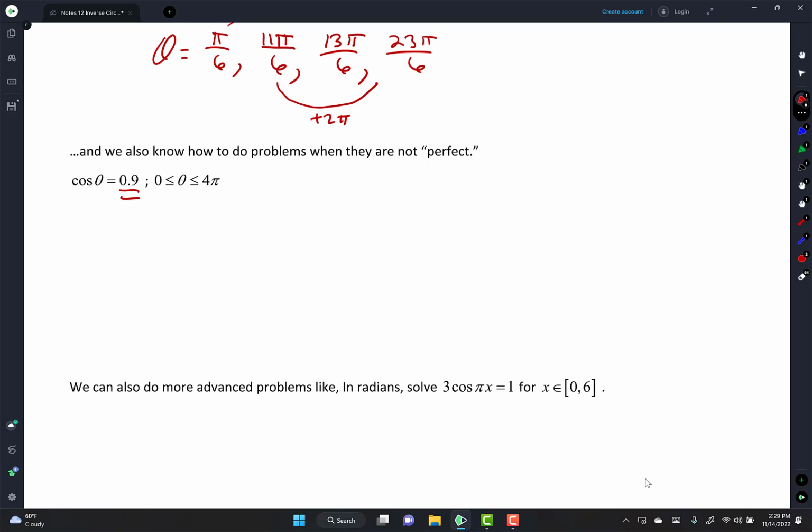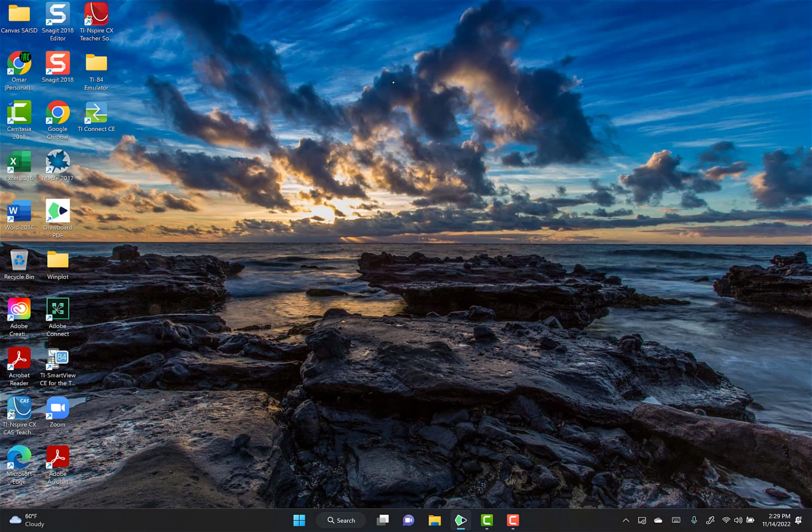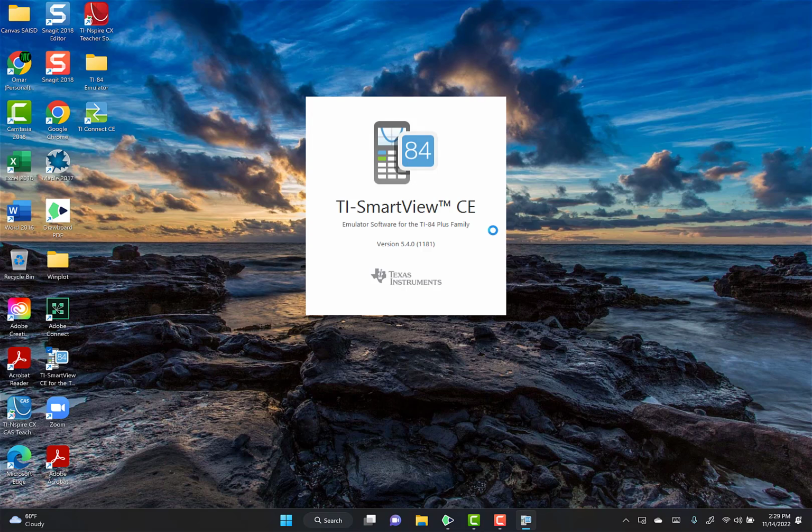But here you go. Ready? I get theta by itself by doing the inverse. So I'm going to write theta equals plus minus inverse cosine, or you can say arc cosine, of 0.9 plus 2 pi n. And then from there, I can say theta 1 equals, and I take your calculator out, so let me get a calculator. So here is my calculator. I should have had it up already, my bad.